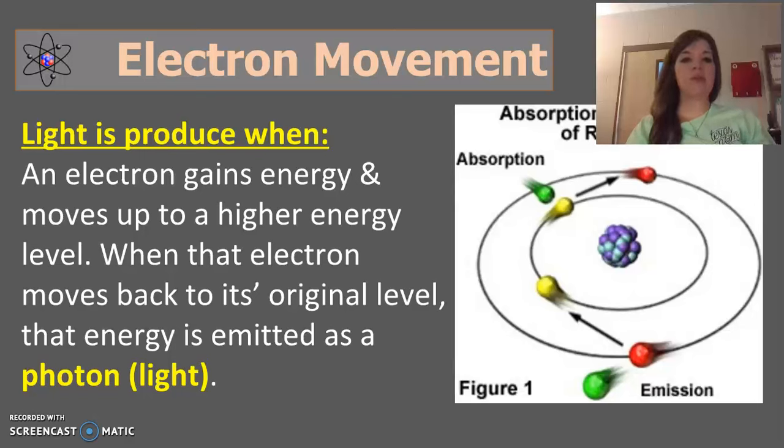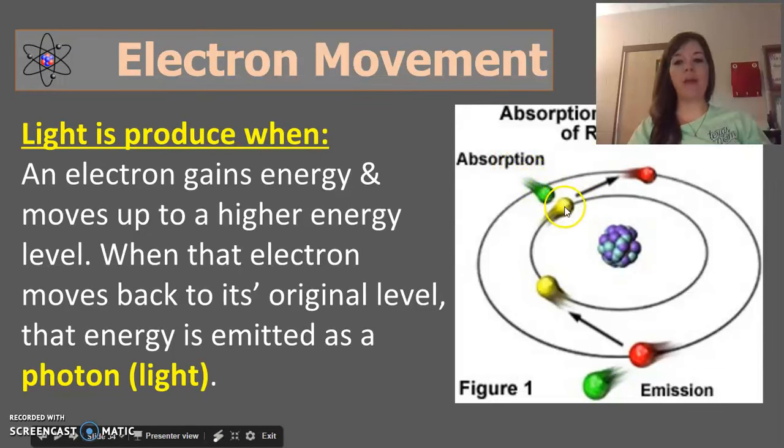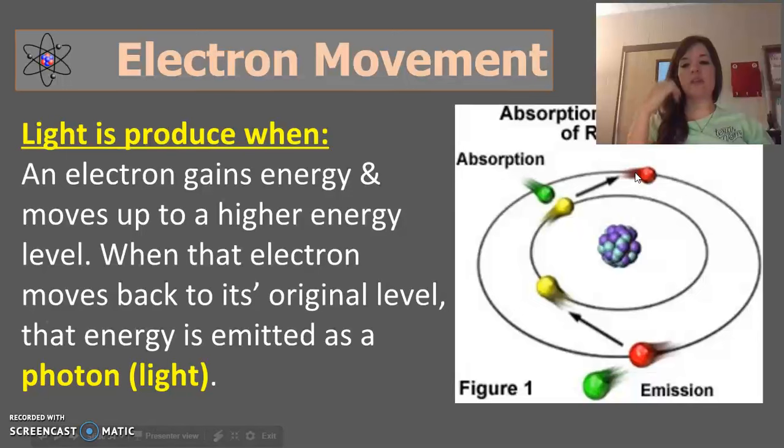Now, when is light produced? Here's what happens. You have an electron moving around its ring, around its energy level, and it will absorb energy. When that happens, that amount of energy will cause it to move to another ring. Sometimes that is one ring away, sometimes that's multiple rings away, but it'll move within the electron cloud. Eventually that electron will then emit that energy and go back to its home energy level. When that electron releases the energy, that's called emission. That is when it gives off light.